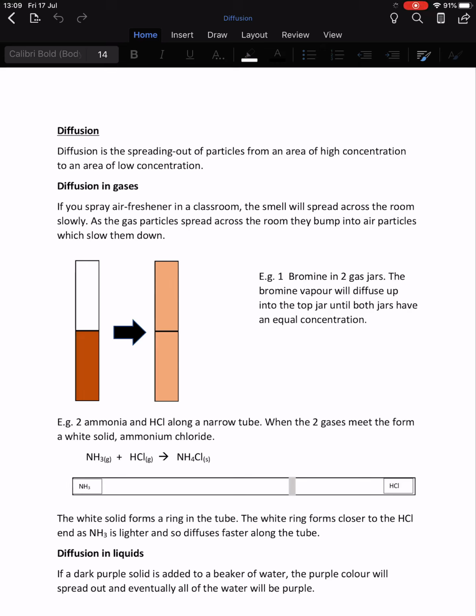In this video, we're going to talk about diffusion. Diffusion is the spreading out of particles from an area where there's a high concentration of them to an area where there's a lower concentration of them. And firstly, we look at diffusion in gases.